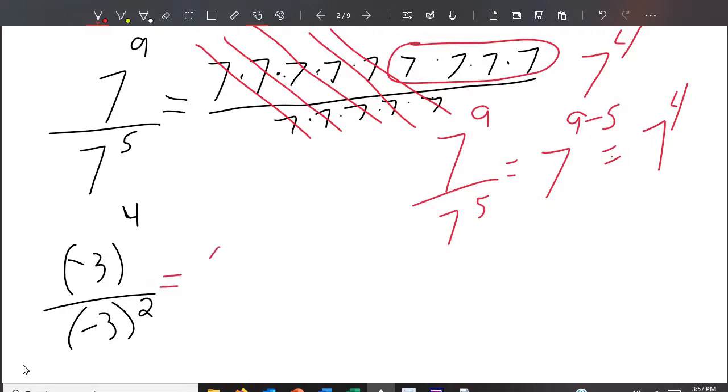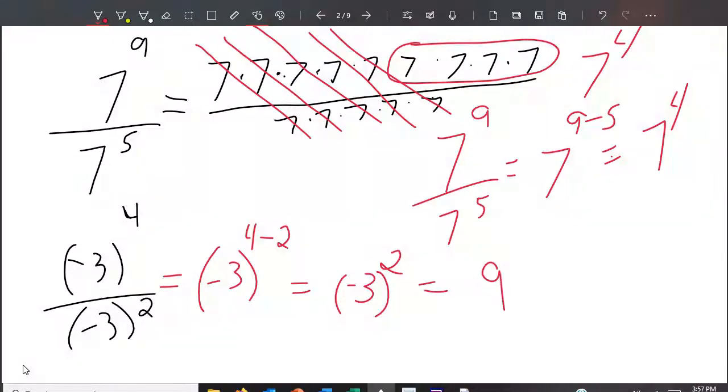Let's look at this one. It's negative 3, 4 is up top, minus 2 in the bottom, gives me negative 3 squared. If you can simplify, then you want to simplify. Negative 3 squared is positive 9.